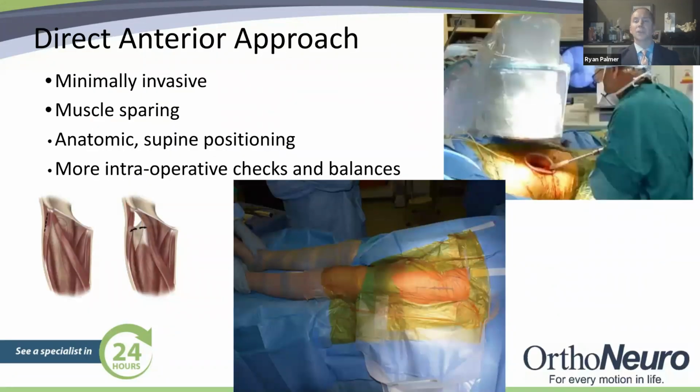The direct anterior approach to total hip replacement is minimally invasive. It's minimally invasive at the level of the incision, about 5 inches. It's also muscle sparing underneath the skin itself. Muscle sparing is important. We spare the muscles, we spare the tendons. All of your muscles and tendons are still there. They're still present. They're still attached.